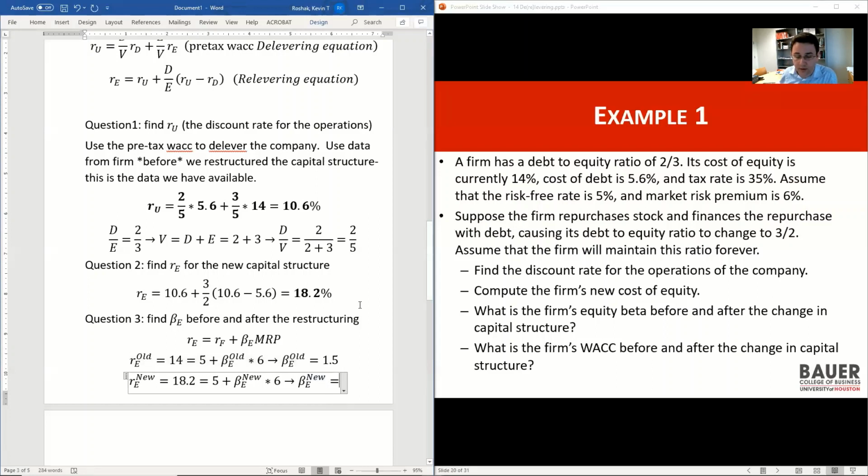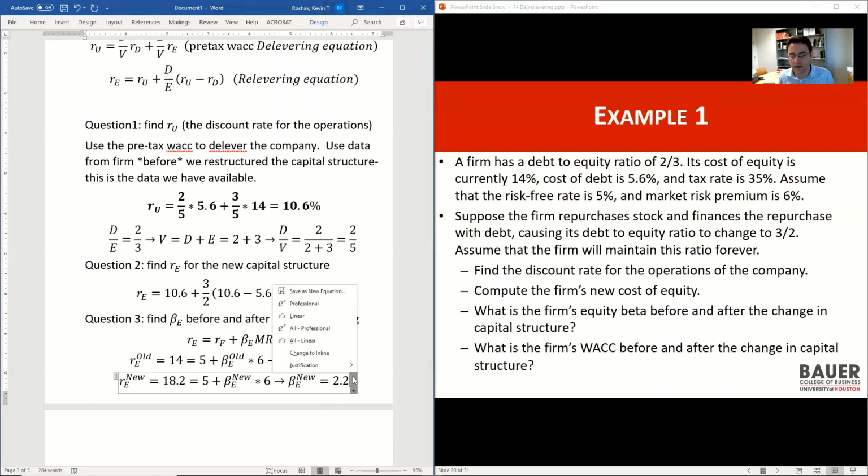You work through that and you'll get that the new equity beta is 2.2. So this is worth pointing out. The beta went up when we took on more debt. You take on more debt, now you basically took on a greater fixed cost. You have to pay the bank whether times are good or bad.